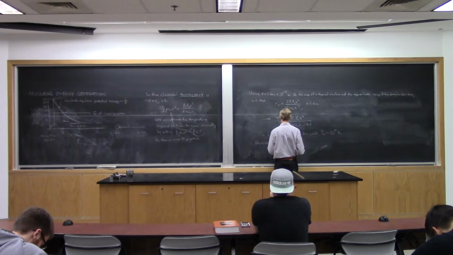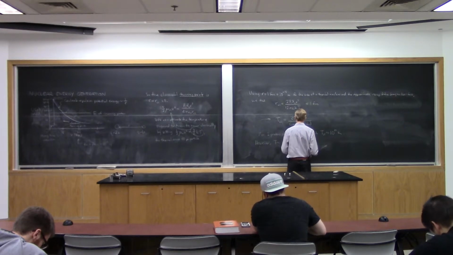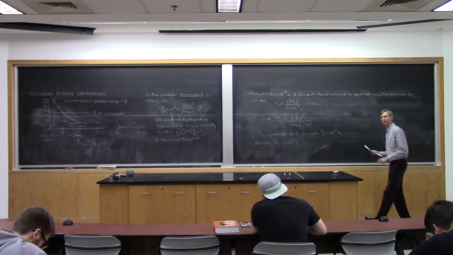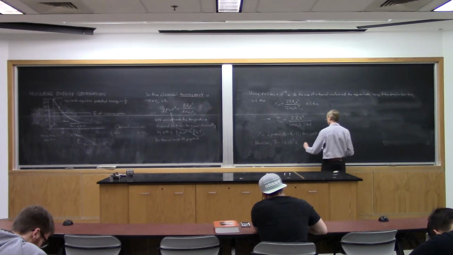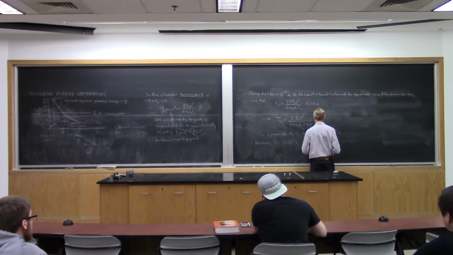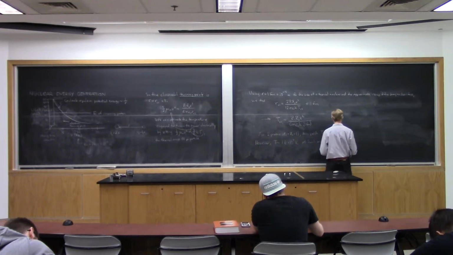However, in the middle of the sun, temperature's around 16 million Kelvin, not 10 billion Kelvin. So what gives?